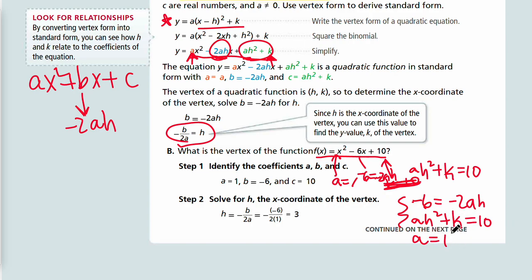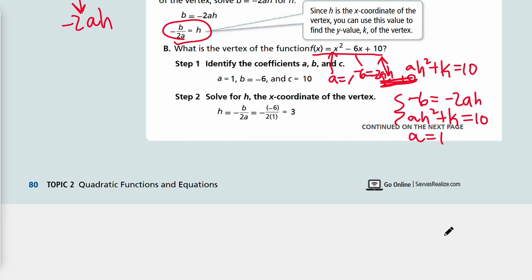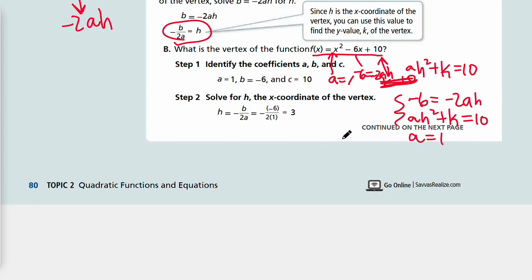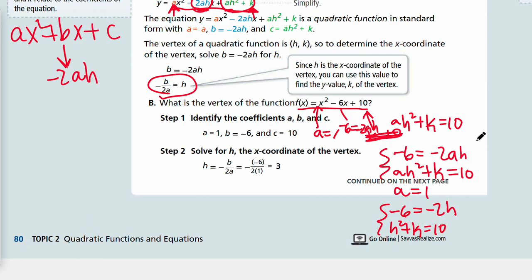So if we plug in all these numbers for a, then we get the equation negative 6 is equal to negative 2h, and h squared plus k equals 10, right? And we already know that h is going to be negative b over 2a, because b is equal to negative 2ah, right?